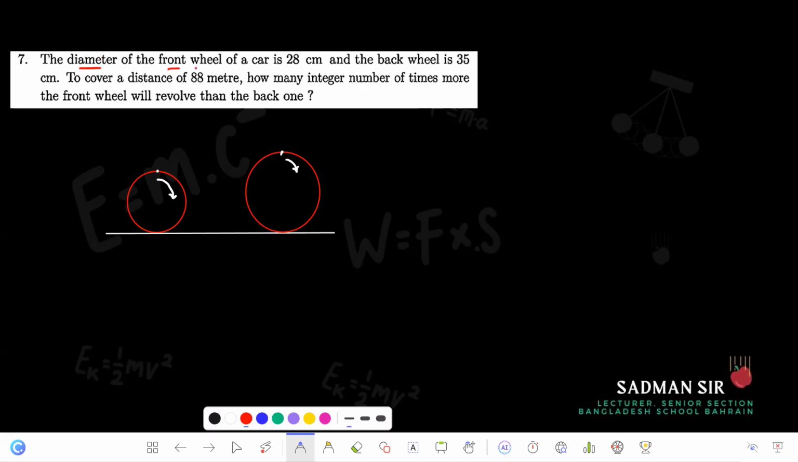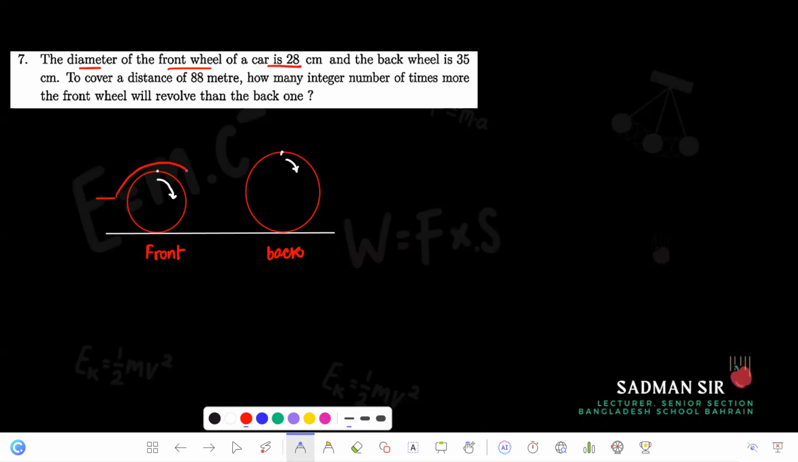The diameter of the front wheel of a car is 28 centimeters. Let us say this is the front wheel and the back wheel is 35 centimeters. So the back wheel will be a little bit bigger. The sizes of the wheels are not equal.